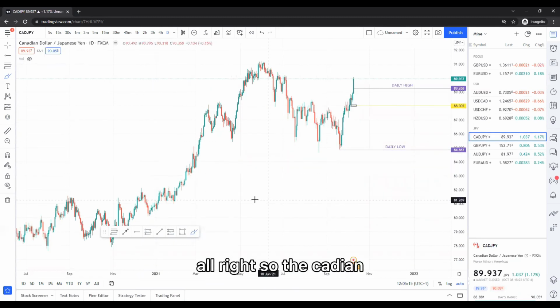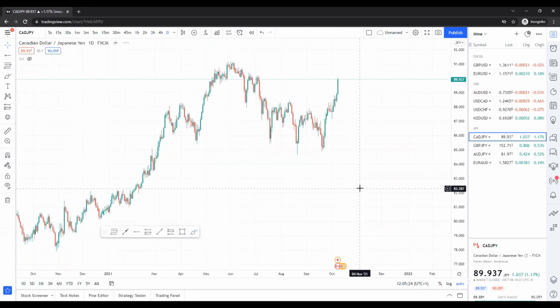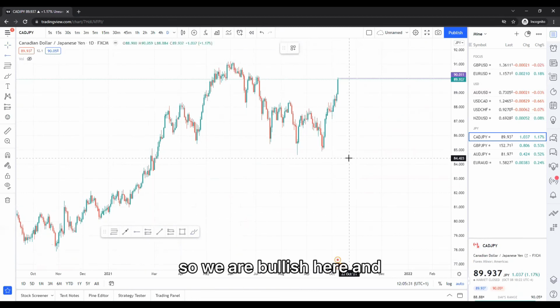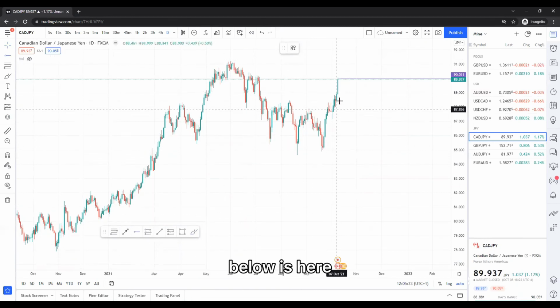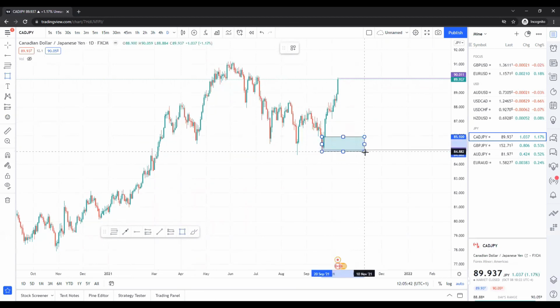Right, so the CAD yen, let's go. So we have a new high. We are bullish here, and the low is here. And you see the order block is here. So it's not going to be ready soon.